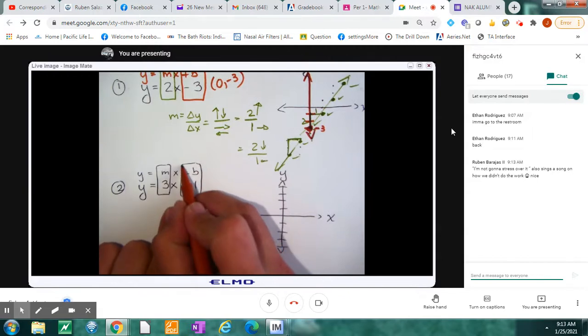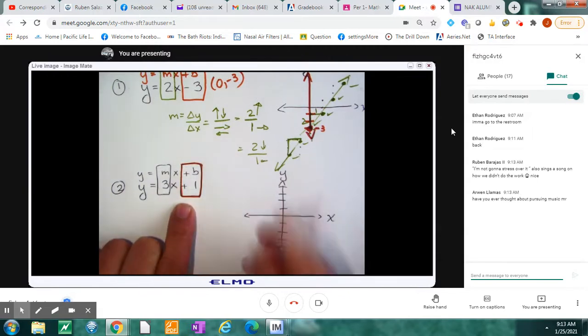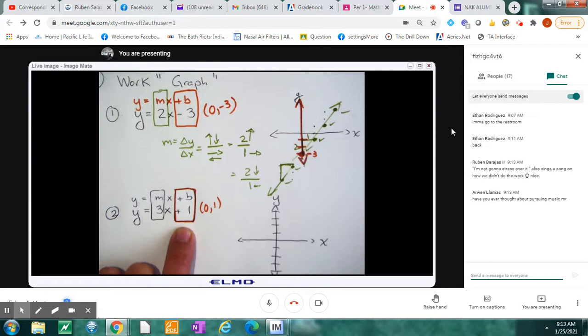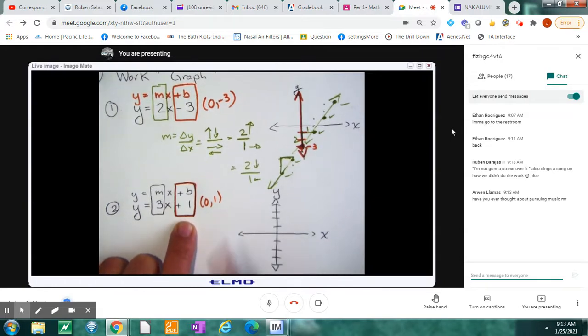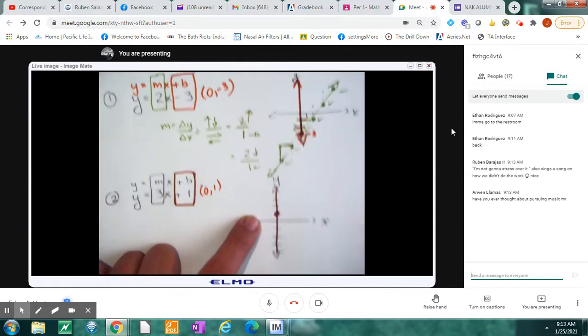All right, so here we go. So here's your starting point, right? And again, it's going to be 0, 1. So it's going to be right here. 0, 1, right there. Bam. That's your starting point.